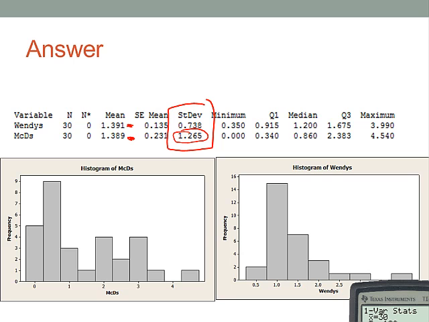I would prefer to be in the Wendy's line because the wait times are more consistent. They're more closely aligned with the mean wait time of 1.38 minutes, whereas McDonald's are all over the place. You could certainly answer McDonald's though, because you can look over here at the median and go, well, hey, the middle wait time is 0.86. So there are a couple different answers you could have given there.